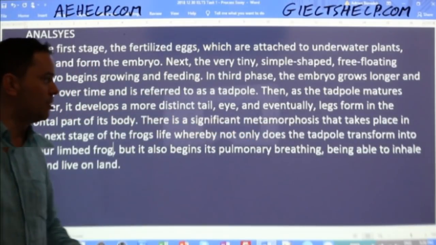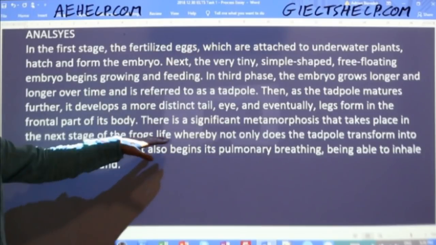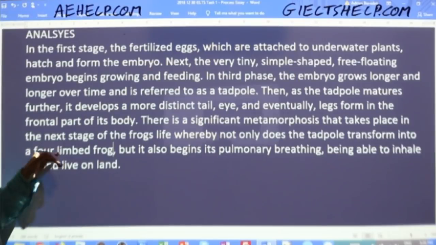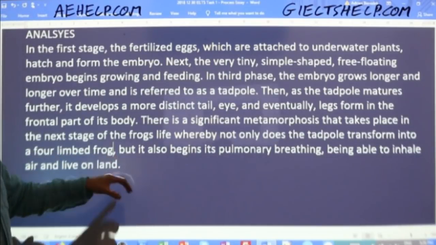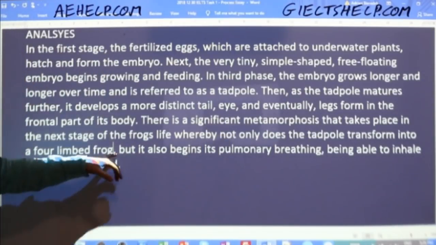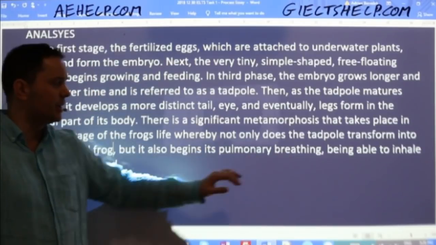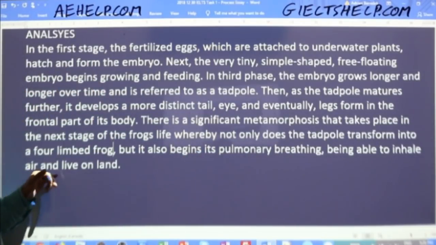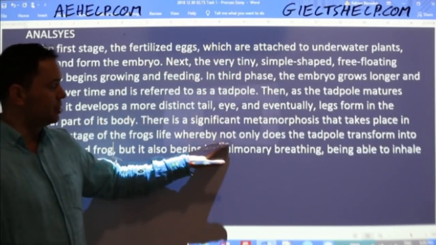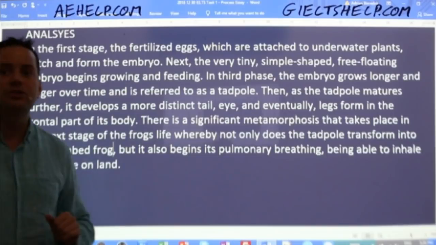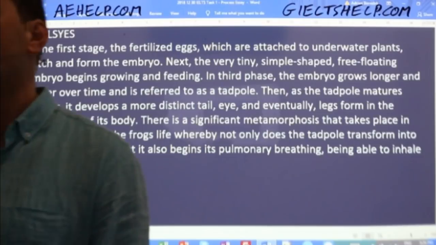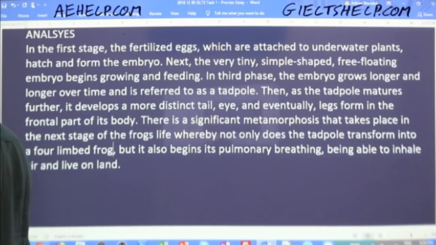There's this metamorphosis that takes place in the frog's life, whereby not only does the tadpole transform into a four-limbed frog, meaning it's got arms and legs, but it also begins its pulmonary breathing, being able to inhale air and live on land. Okay, so notice my use of correlative conjunction, not only, but also, all right? Getting that in there to really get that band score nice and high.